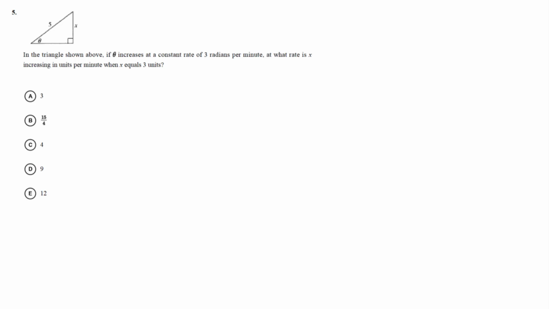This problem says, in the triangle shown above, if theta increases at a constant rate of 3 radians per minute, at what rate is x increasing in units per minute when x equals 3 units? A good first step is to list our givens.